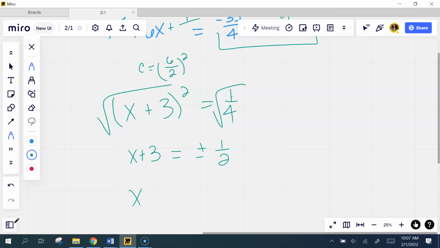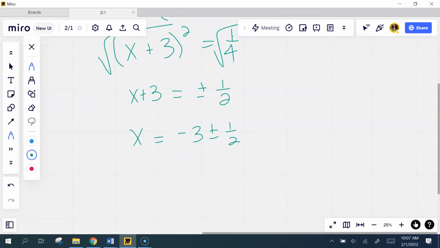And then I just move that 3 over. So I have -3 plus or minus 1/2. And I want to split that into my two answers. -3 plus 1/2 would be -2.5, or -5/2. Any of those are acceptable. And -3 minus 1/2 would be -3.5, or -7/2. Any of those answers are fine.